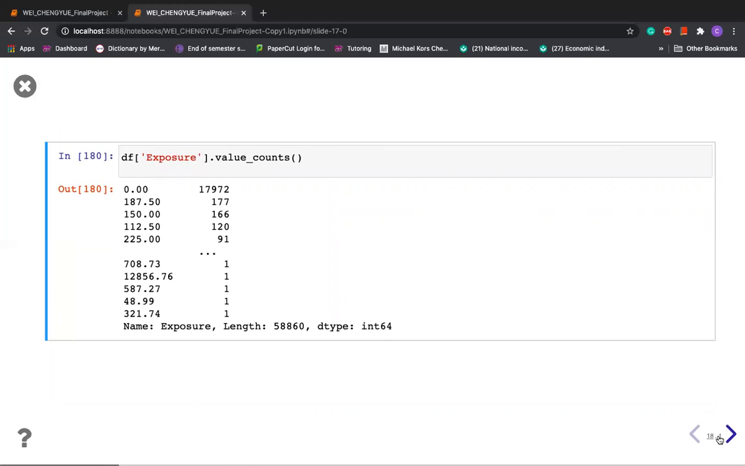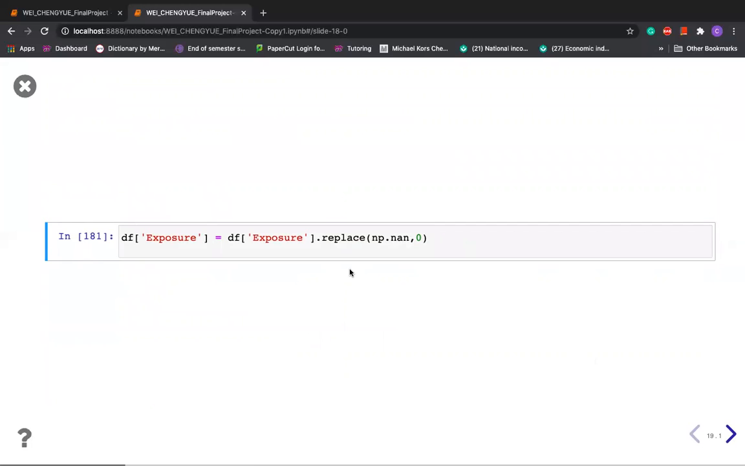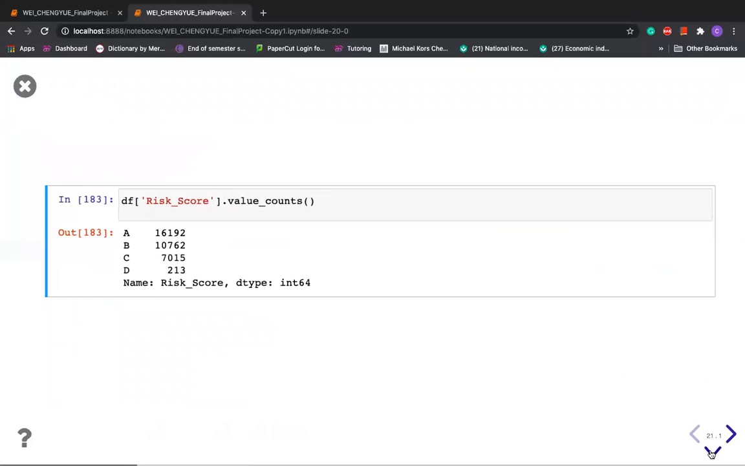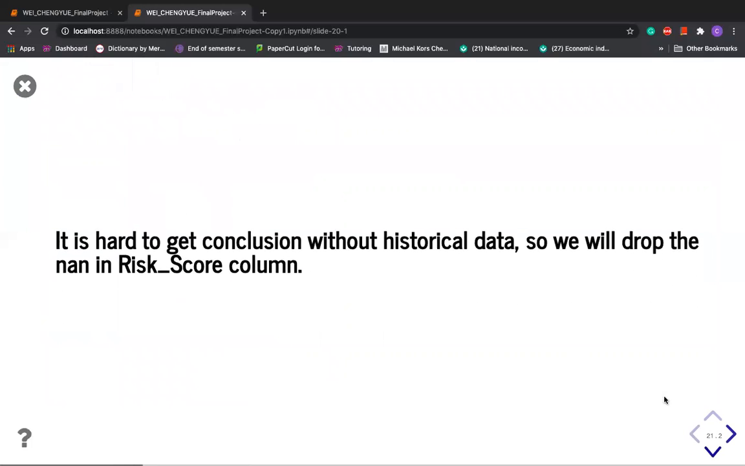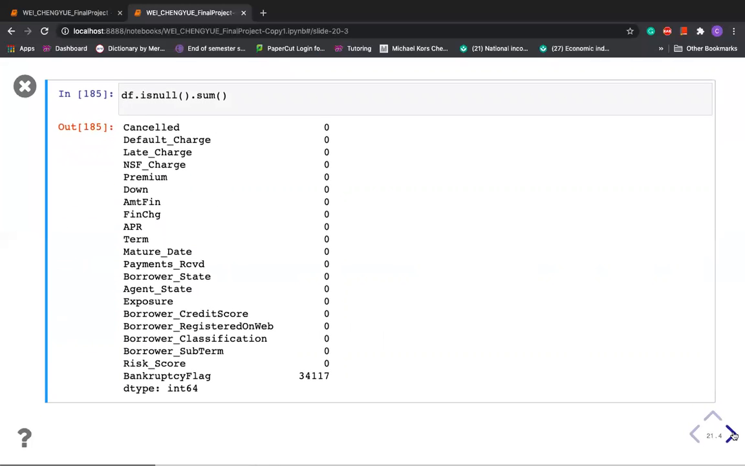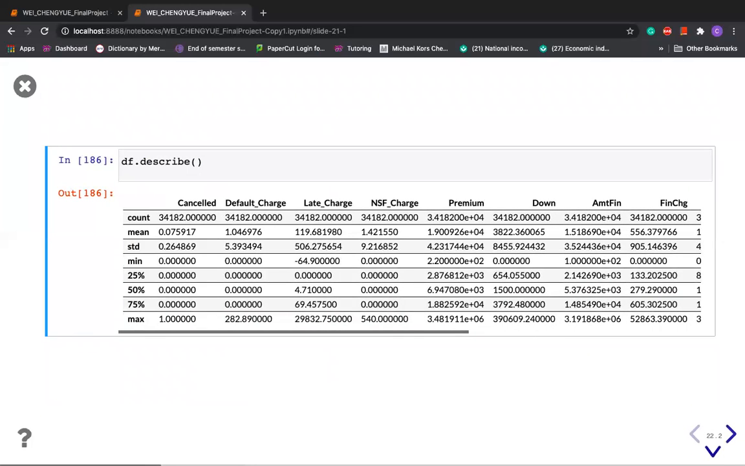Then we're going to handle the exposure. We found that most of the data there belong to 0, which is good, so we just replace the nulls with zeros. Then we are going to handle the risk score and the bank red flag. For the risk score, we're just going to drop it because it is hard to reach a conclusion without historical data. So this is how the data information looks now.